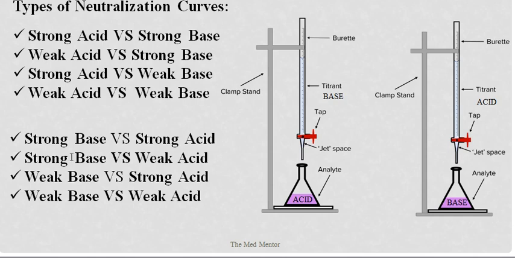Then the main part: the types of neutralization curve. Basically there are 8 types of neutralization curve, but in your syllabus you only have to learn 4 types. But it is my responsibility to teach you how many types there are. So basically 8 types. The first one is strong acid versus strong base.